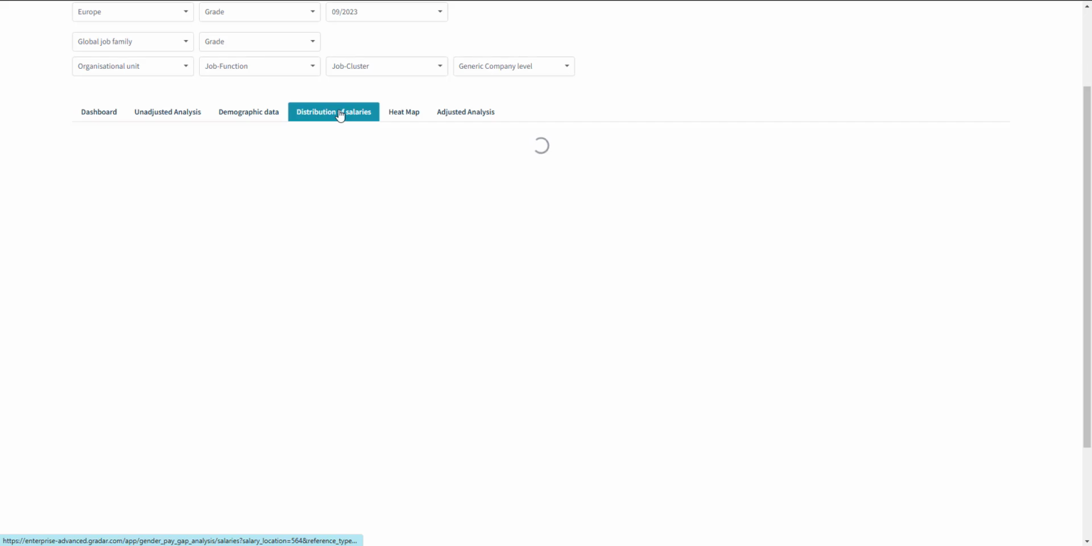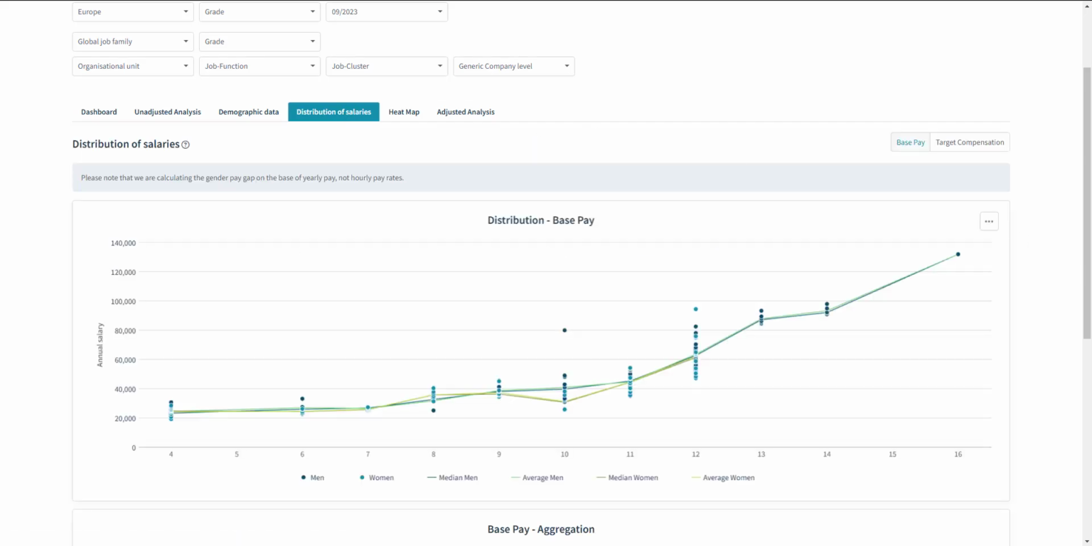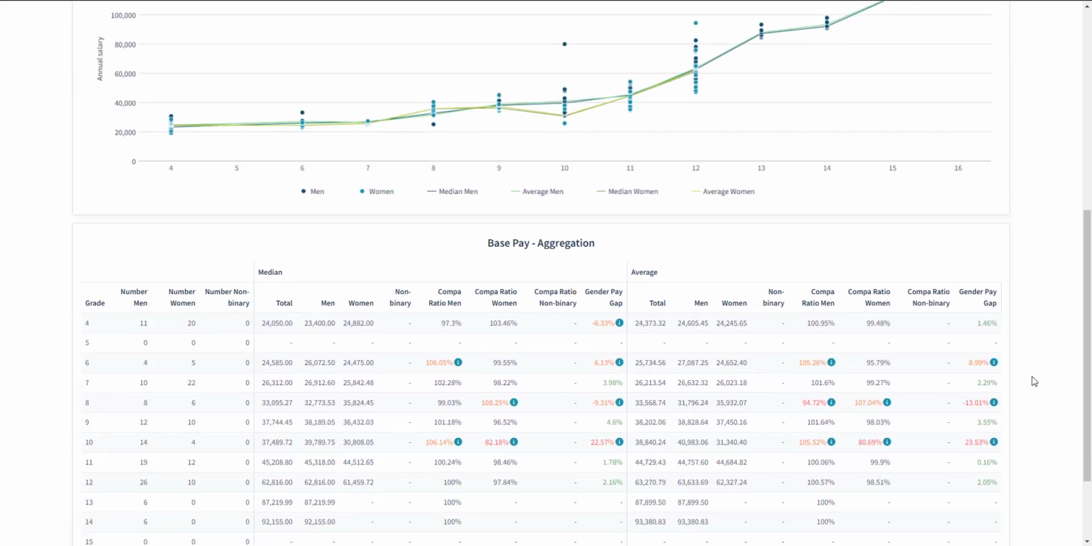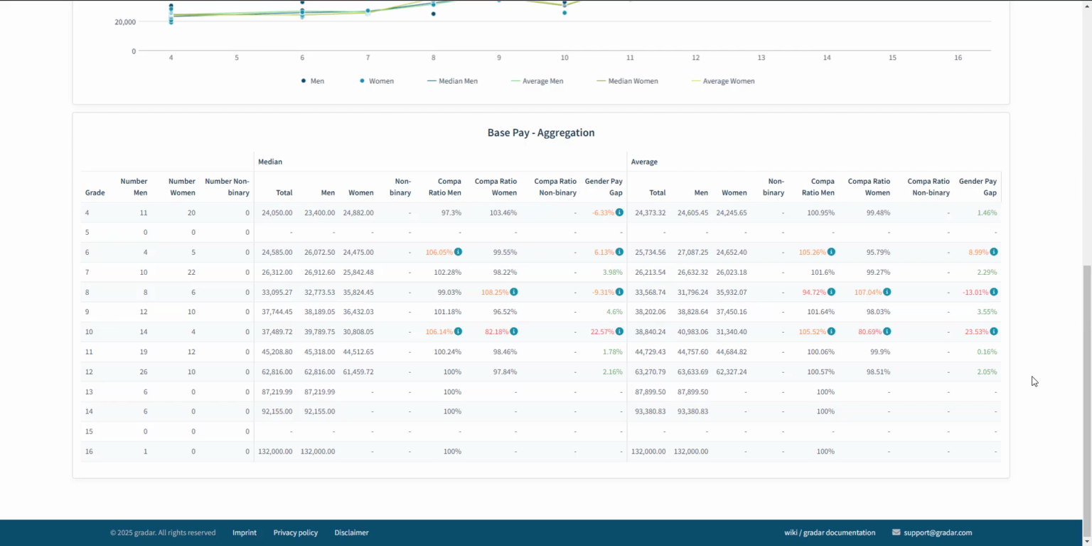Our representation of the distribution of salaries allows you to analyze salaries within a grade and easily identify any outliers for case-by-case examination when it comes to gender-based pay. So this is going to help identify grades where a gender imbalance exists or salaries per gender might be biased. And underneath, you'll see all that information in a really nice data-based view.